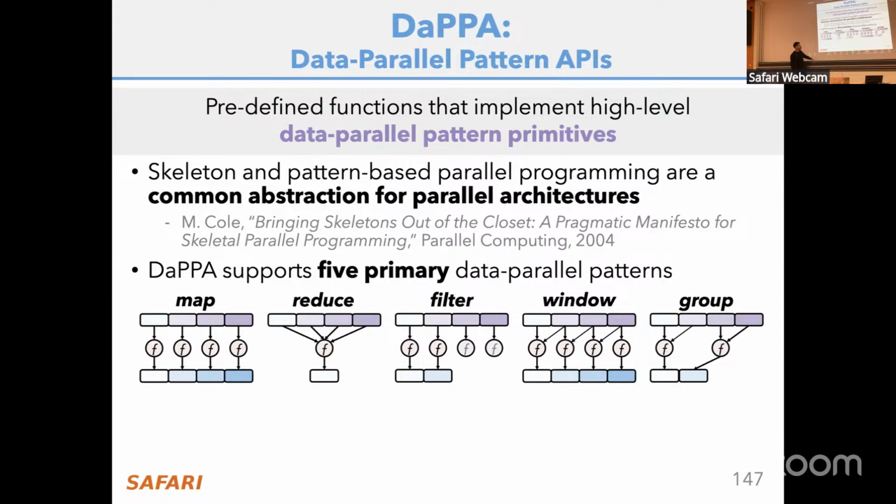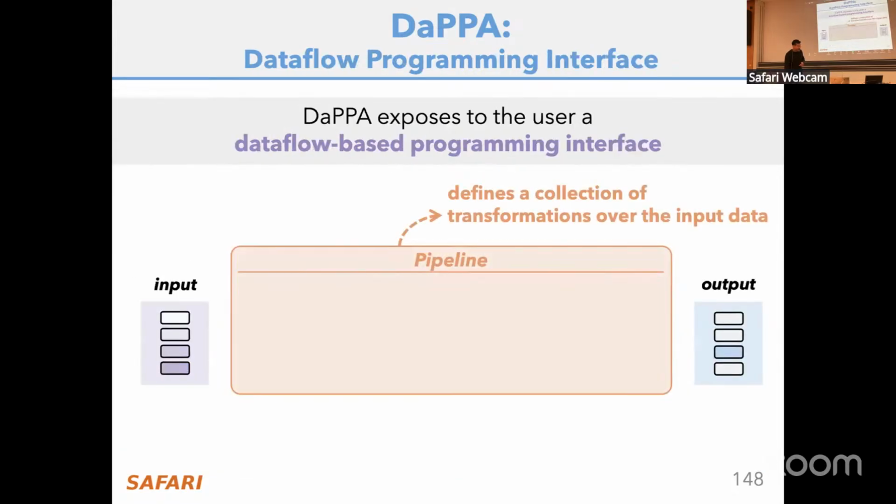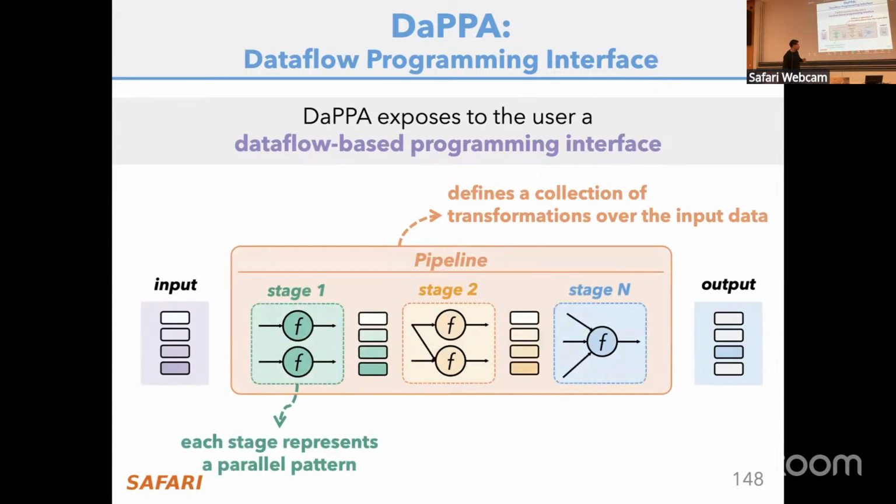This is not related to PIM itself, but we are going to use these primitives. We're going to give the user these primitives and allow the user to describe which computation needs to be performed in the PIM system. And based on these primitives, the framework is going to automatically generate the code. This code generation is based on this data flow parallel programming interface, where the user uses those primitives that I just mentioned, map, reduce, filter, group, window, to define stages of computation. And each stage operates as a pipeline, so data flows from one stage to another until the output is generated.